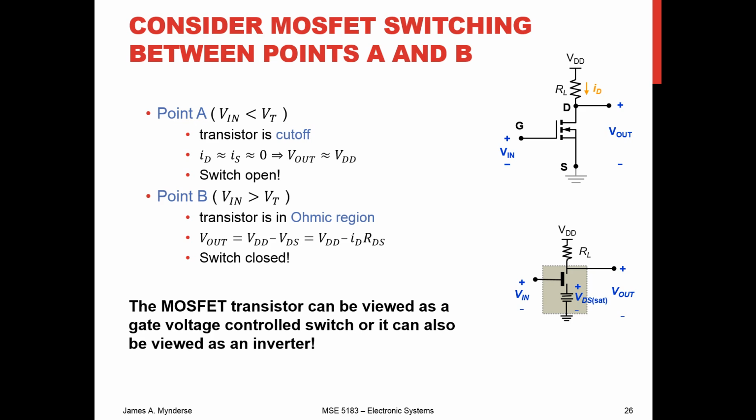And in particular, this one, we apply an input voltage that's low, we get an output voltage that's high, we apply an input voltage that's high, we get an output voltage that's low. That's an inverter. So this is the very simplest digital logic device. This is an inverter. And it's one gate and one resistor.